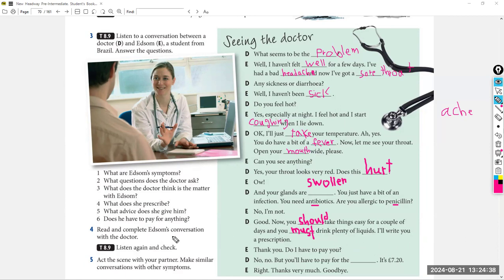So you have to pay for the prescription.